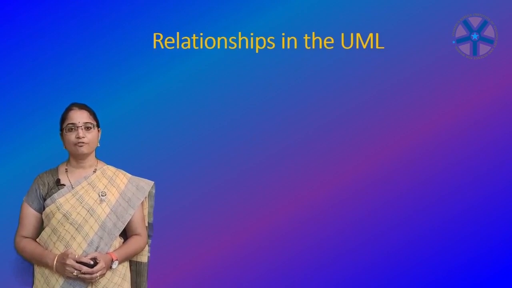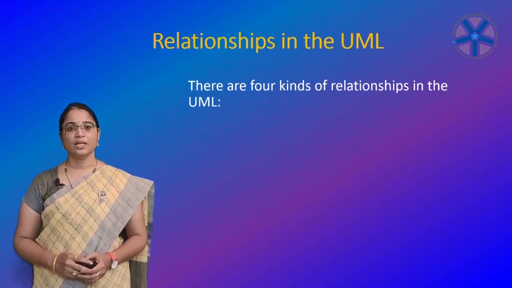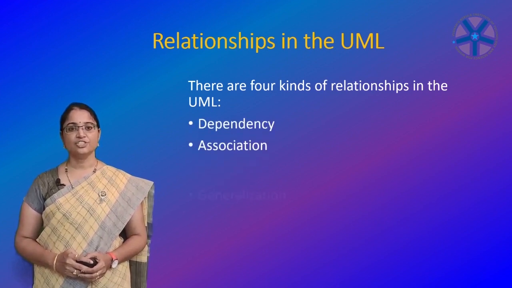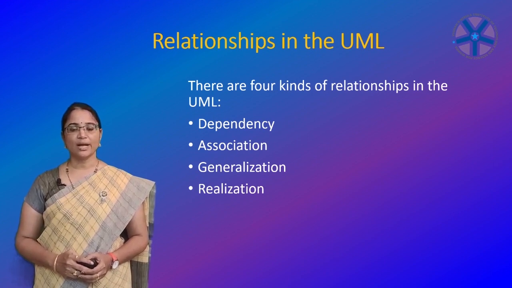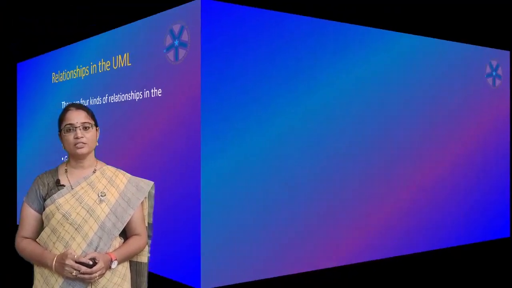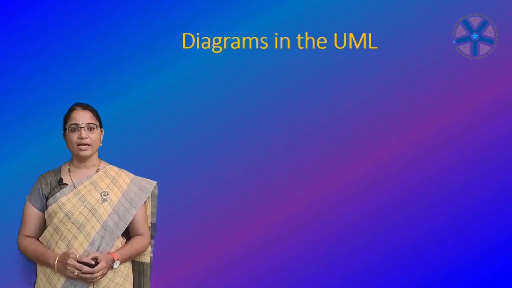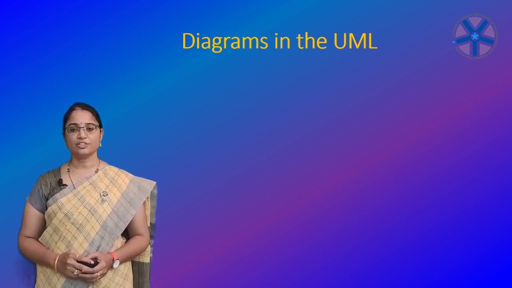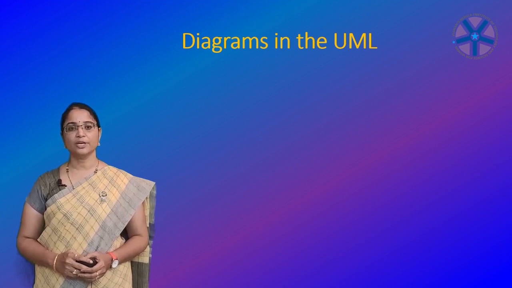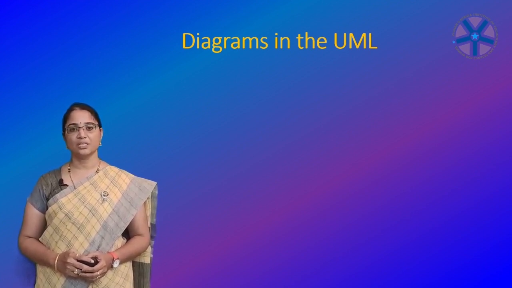Coming to the next one, relationships in the UML. There are four kinds of relationships in the UML. They are dependency, association, generalization, realization. These relationships are the basic relational building blocks of the UML. You use them to write well-formed models. Next one is diagrams in the UML. A diagram is the graphical representation of a set of elements, most often rendered as connected graphs of vertices. It means things. We have seen four types of things: structural, behavioral, annotational and grouping things. By using these things, and the paths, those are nothing but the relationships.